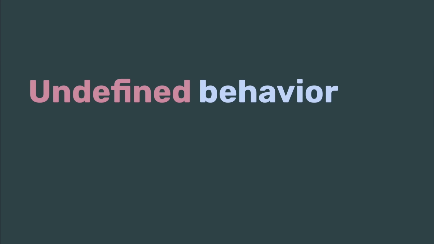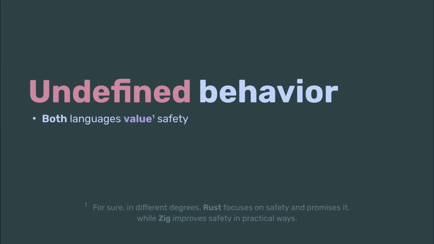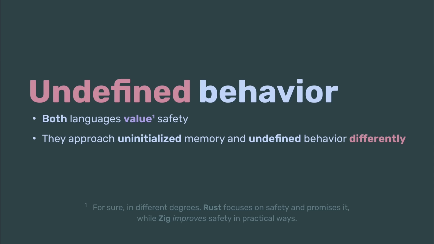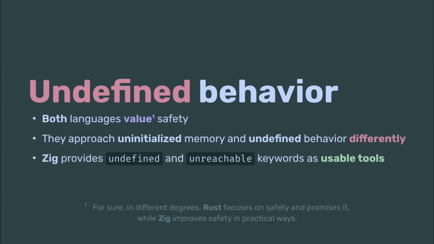Okay, we're back. All right, let's talk about undefined behavior. Both languages aim for safety, but they approach uninitialized memory and possible code paths differently. One concept I find quite elegant in Zig is the undefined keyword. It represents a value that hasn't been initialized yet. Crucially, reading undefined is undefined behavior, but assigning it is perfectly fine. This makes certain initialization patterns feel more direct compared to Rust.